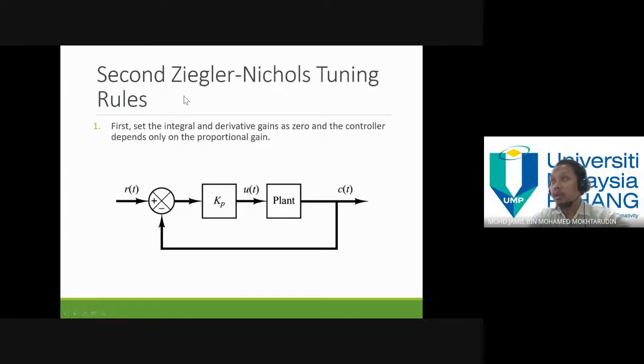So now we look at the second Ziegler-Nichols tuning method. For the second Ziegler-Nichols method, it's a bit complicated, but still easy to calculate. Okay. So firstly, we set the integral and derivative gains. So again, this is the controller transfer function.